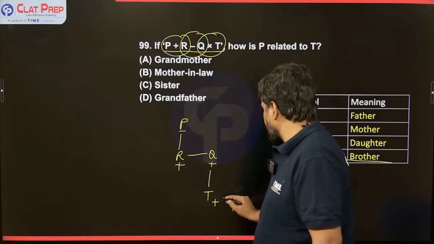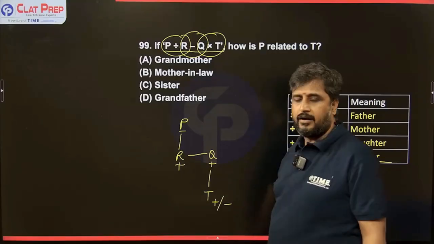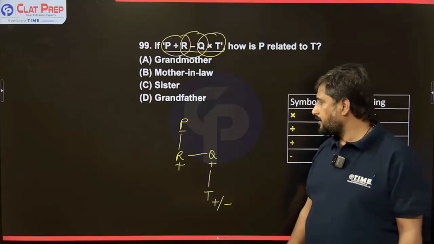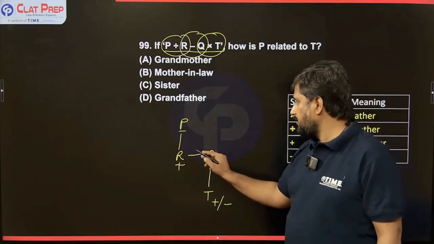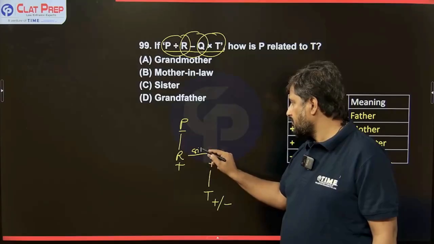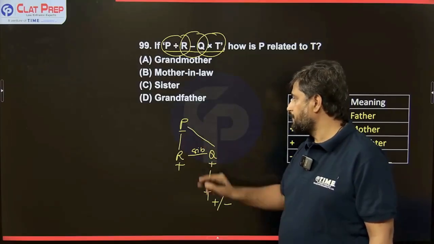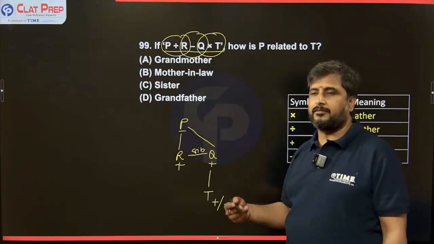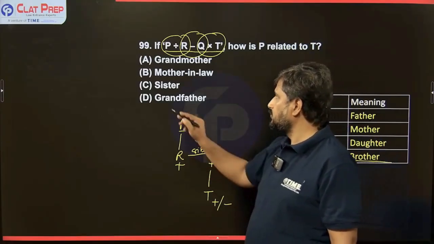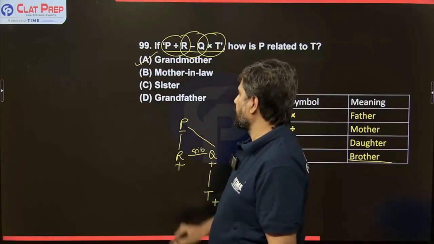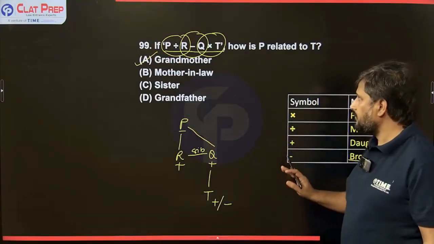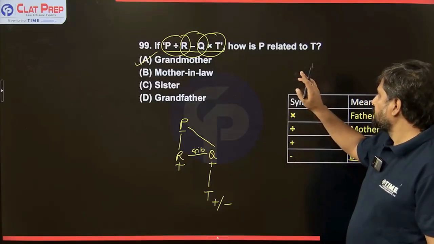So T's gender is not known. T may be male or T may be female. Now, what is the question asked? How is P related to T? These two people are siblings, so for these two people, the parent is P. So T's father's mother will be grandmother. Choice A. Fine. Right. Let's see the next question.